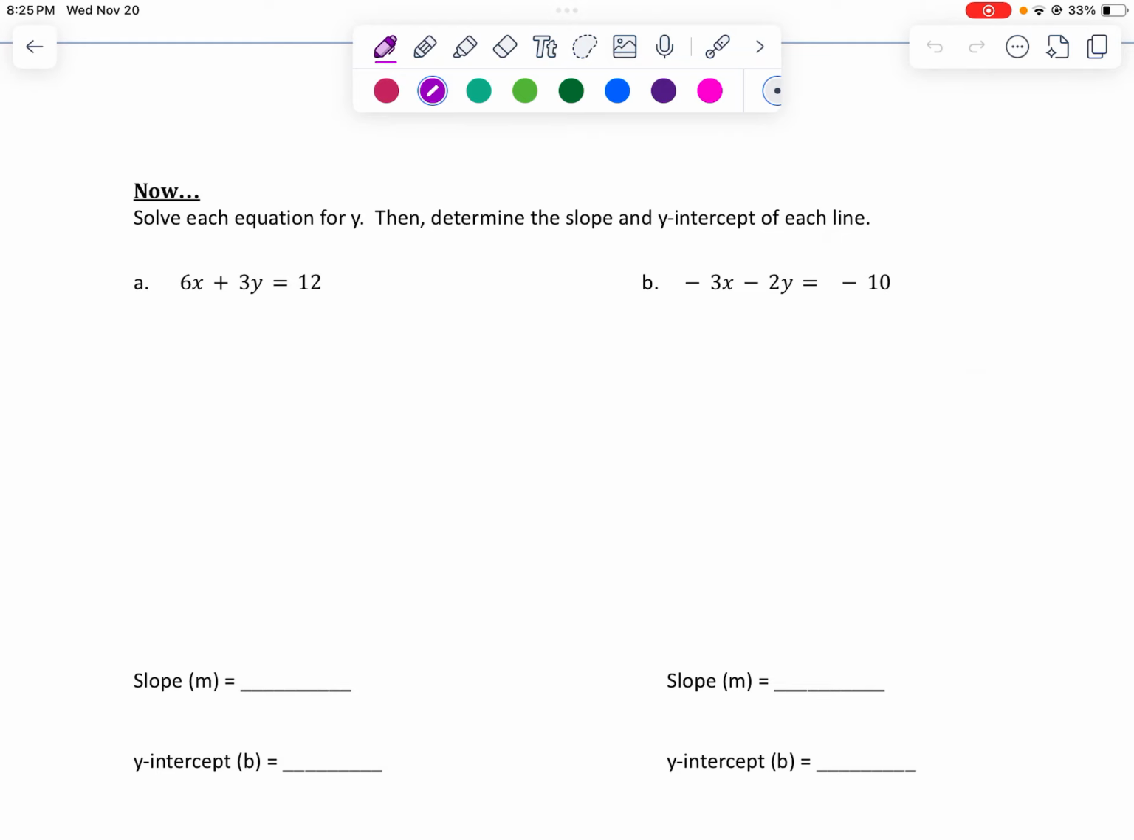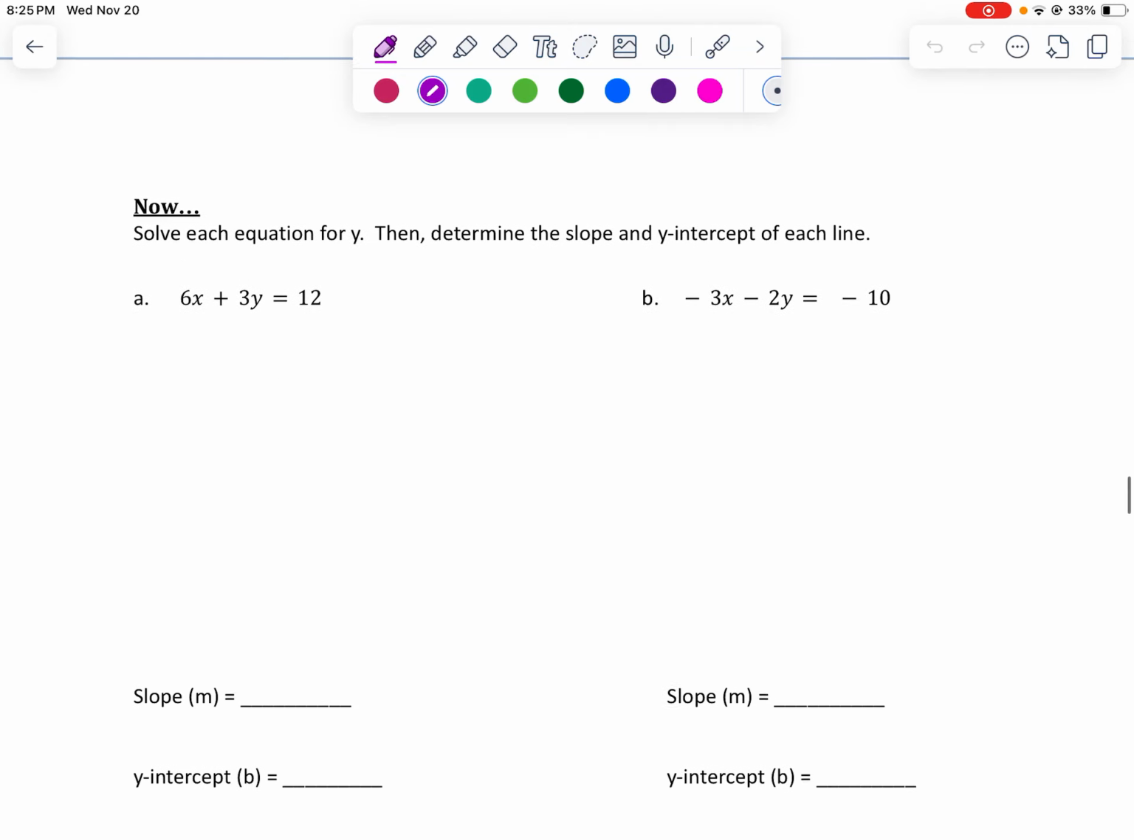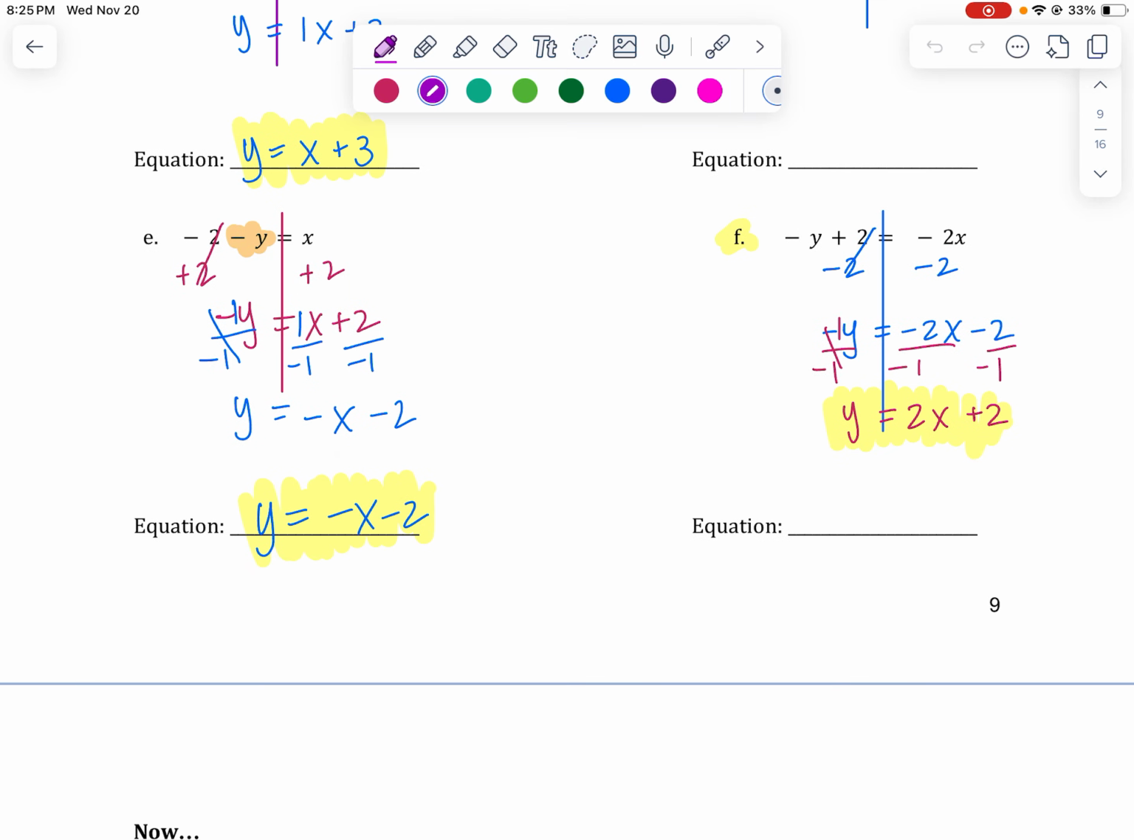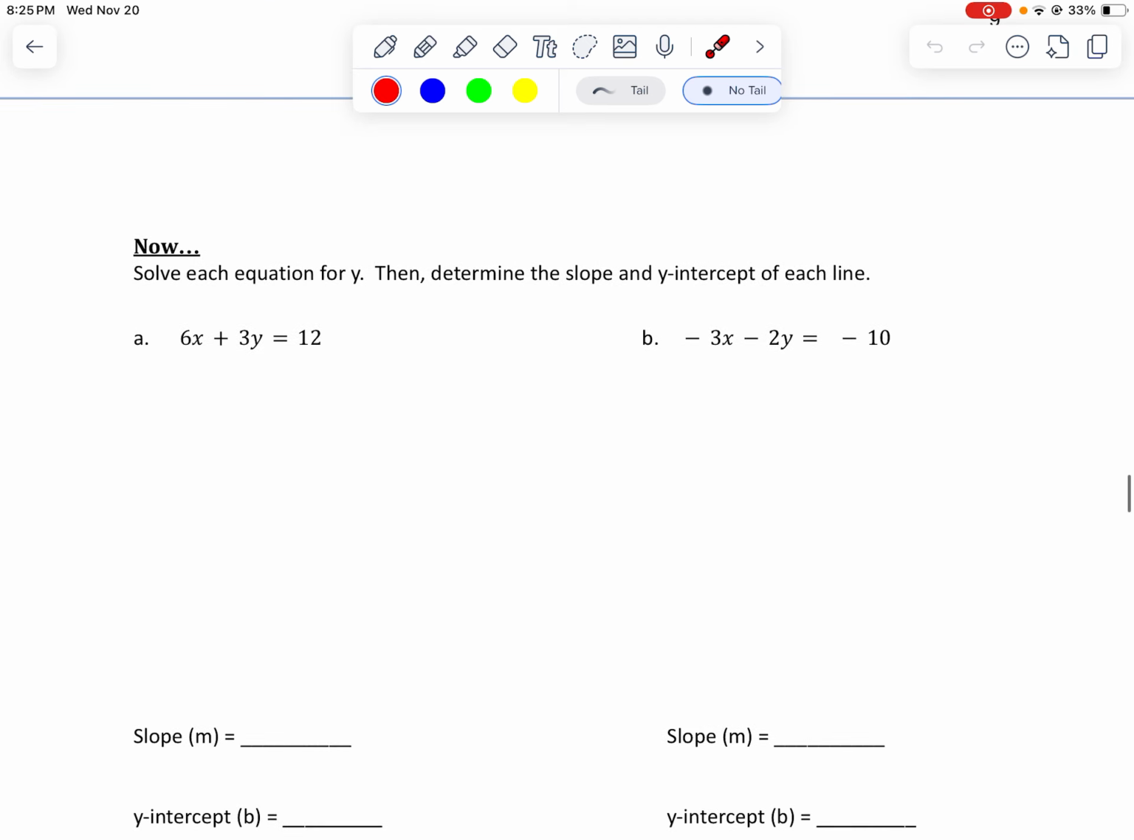All right, so let's go ahead and get started with page 10 and 11. Last time, we solved for y and put it in slope-intercept form. We are going to do the same thing today. However, we're going to solve for y, and then determine the slope and the y-intercept of our lines. Remember, m is the slope, your y-intercept is that b. So when we put it all together, we want to look at the form y is equal to mx plus b. Okay, so same exact thing.